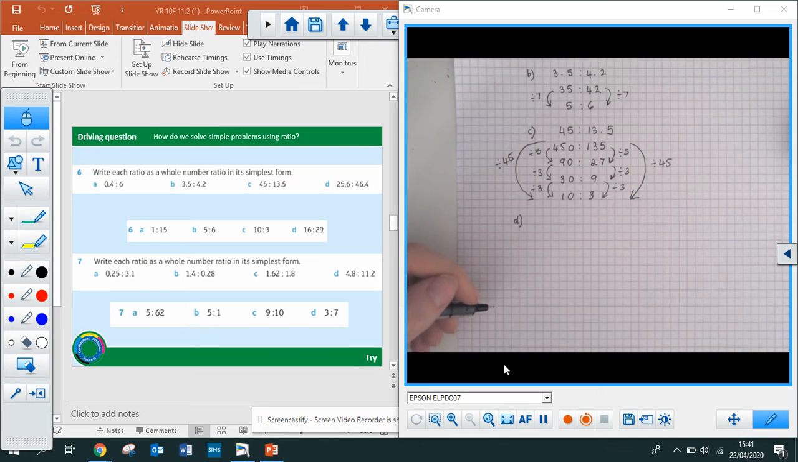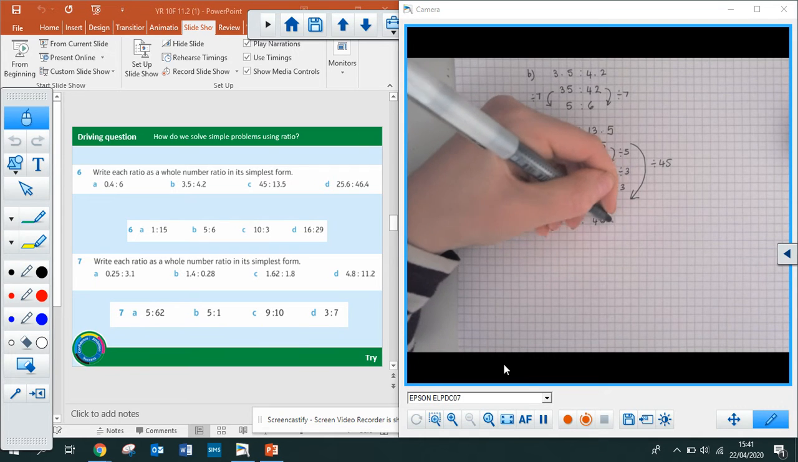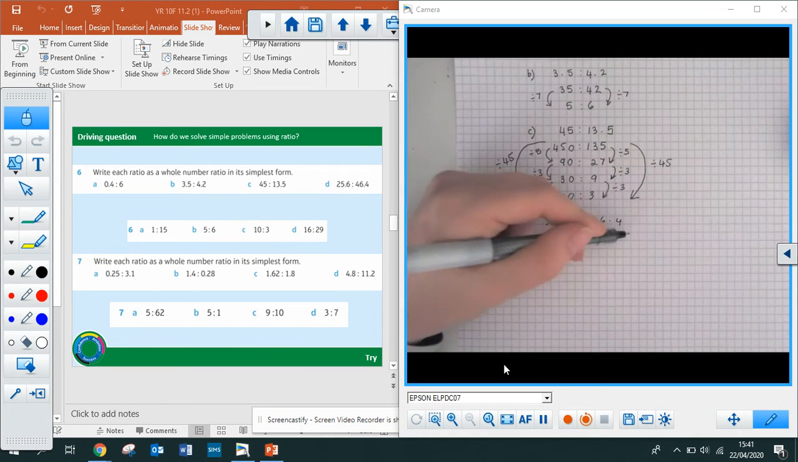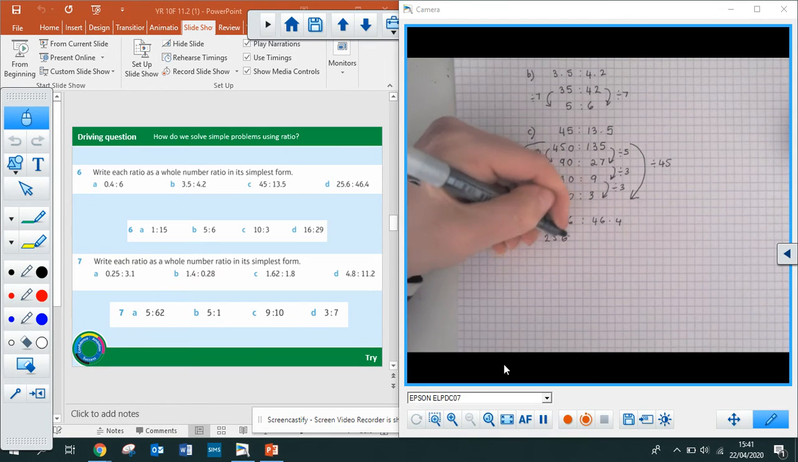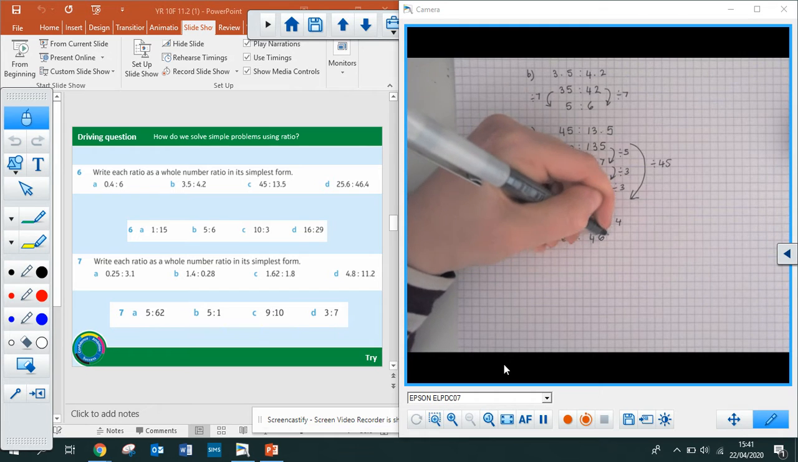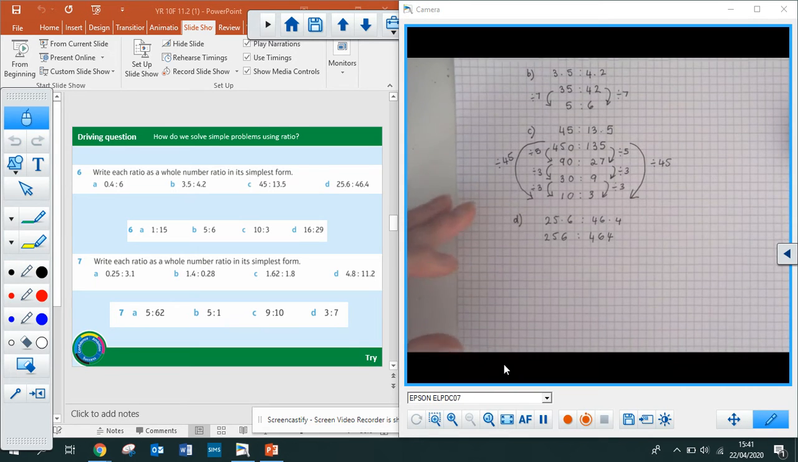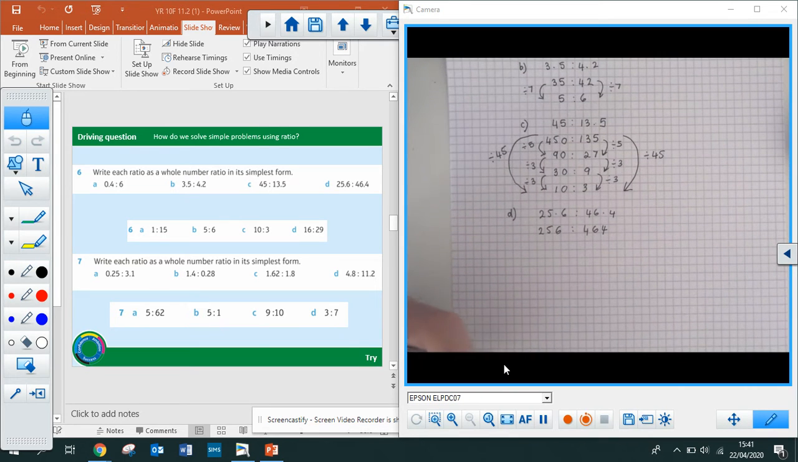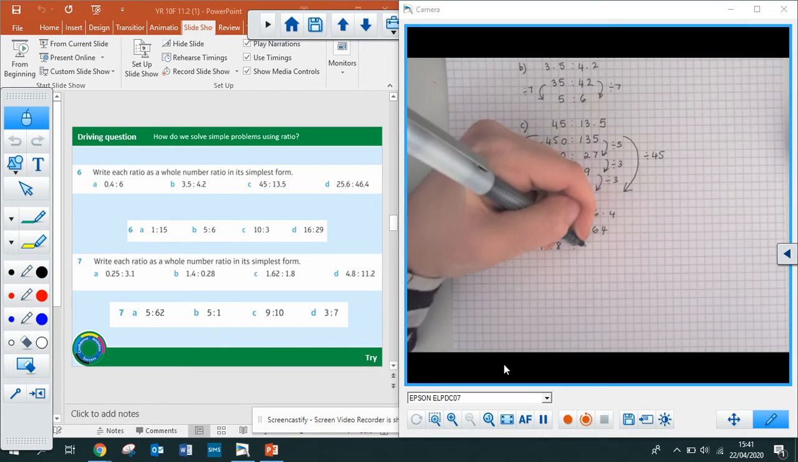You've been given 25.6 to 46.4. Both have only one decimal, so multiplying by 10 is enough to get rid of the decimals in both. That will leave you with 256 to 464. Depending on how you work, you can either find your highest common factor or you can start dividing by 2. They're both even, so you can divide by 2. If I divide by 2, I'm left with 128 to 232.